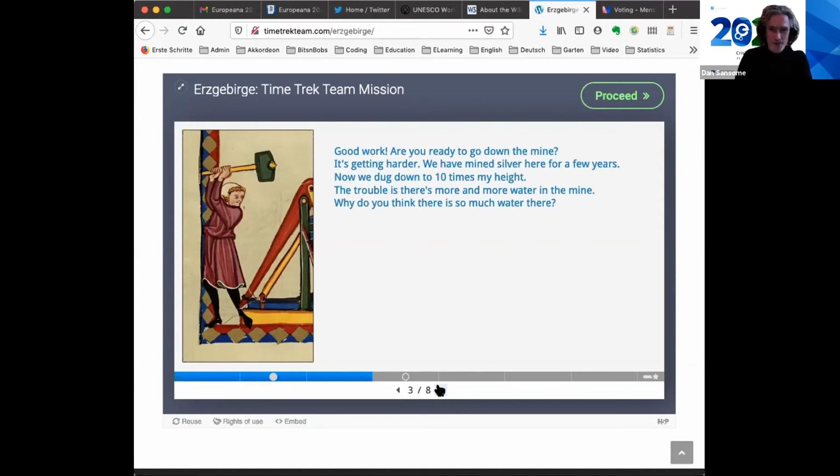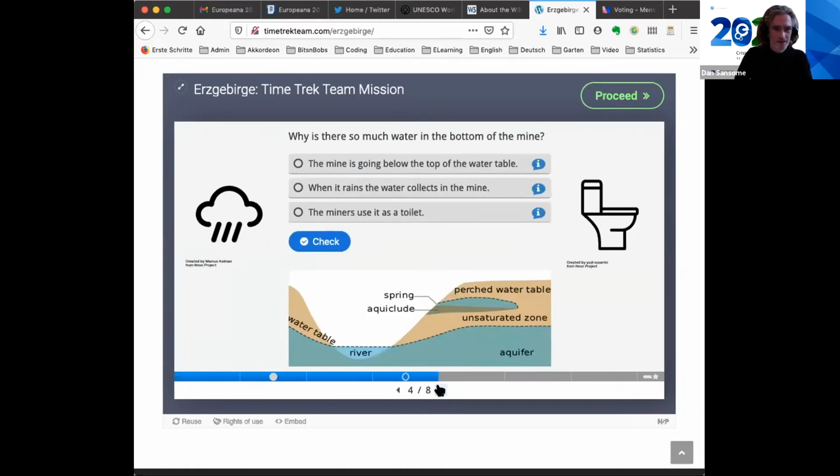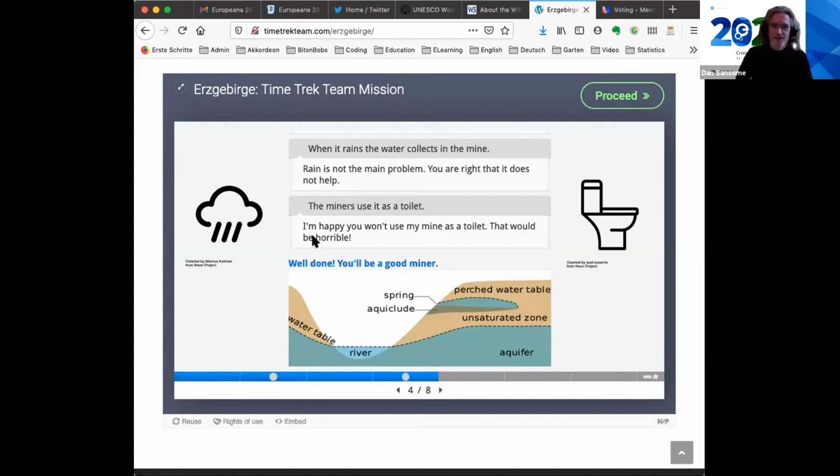And Hans has a problem because he's been digging deeper and the mine is filling up with water. Why do you think there's so much water in the mine? Is it because the mine is going below the top of the water table? Or when it rains, the water collects in the mine? Or the miners use it as a toilet? Well, let's see. I'm going to say the mine is going below the top of the water table. Good. I'm going to be a good miner.